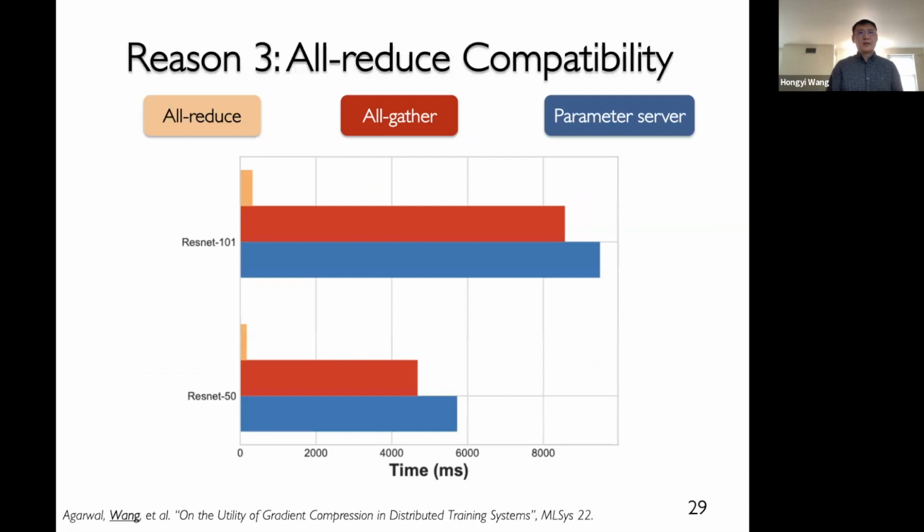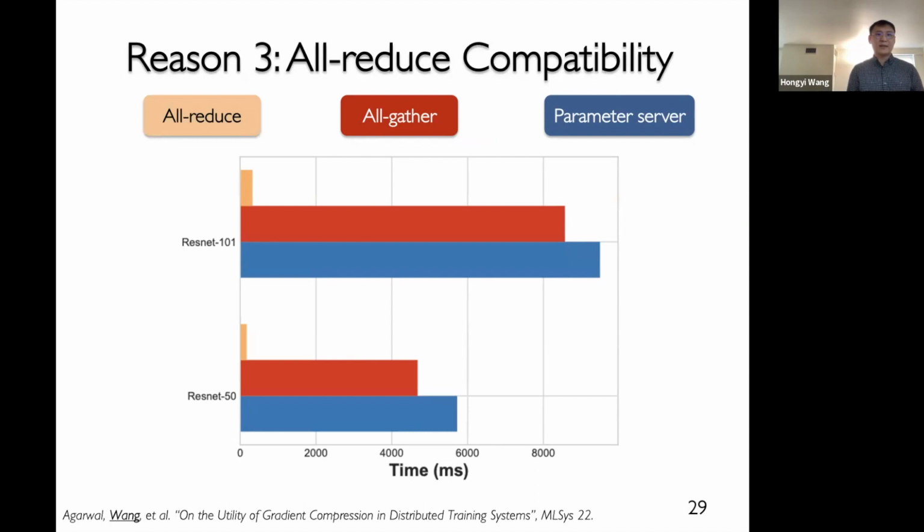So the third reason is mostly related to high performance computing. You can have a lot of topologies for implementing distributed SGD, which is basically just to synchronize your computed gradient. We just walked you through one example, which is all-reduce. But you can also do all-gather or a parameter server based method, basically a key-value store.